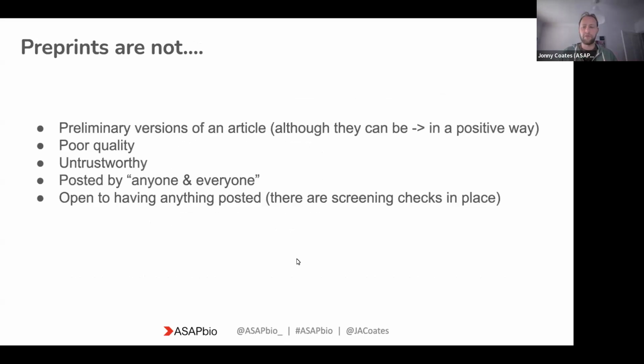Preprints are not preliminary versions of an article. They can be in a very positive manner, but that is not a good definition of a preprint. It misrepresents what a preprint is. Most preprints are posted at the time of submitting to a journal. So if you say that when you submit to a journal, you're not submitting your final version, you're submitting your preliminary work, I think that raises a lot of questions. So I don't like that definition.